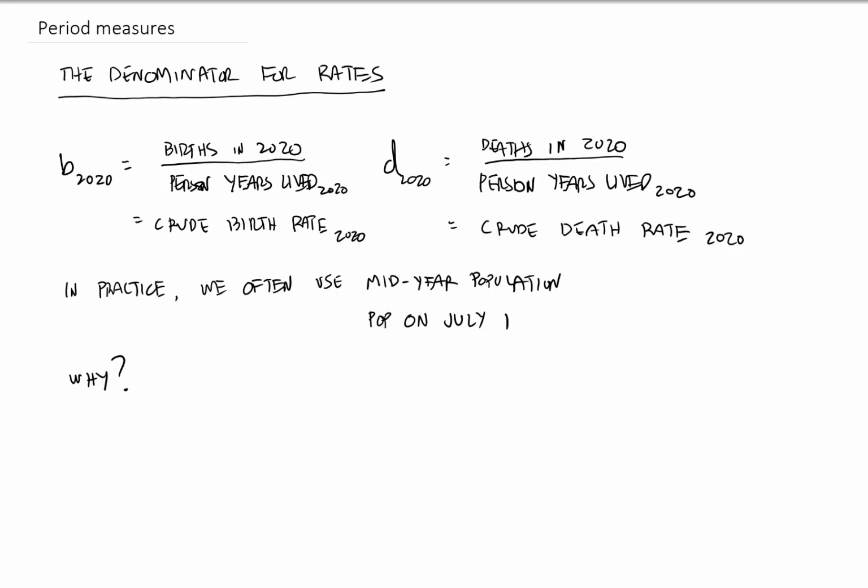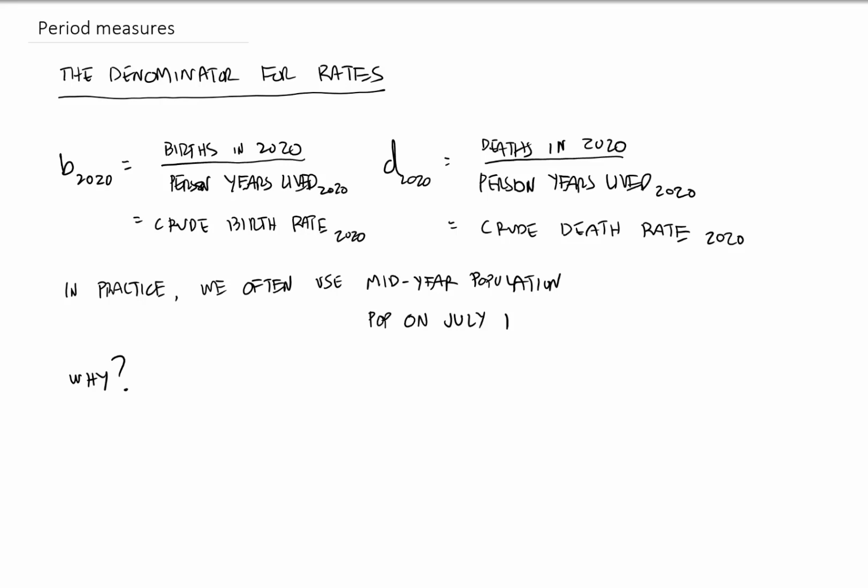Remember that at this point we're still talking about crude rates, which are not differentiated by age. Later on we'll talk about age-specific death rates and age-specific birth rates. But right now we're just talking about the aggregated death rate, the aggregated birth rate over the entire population.